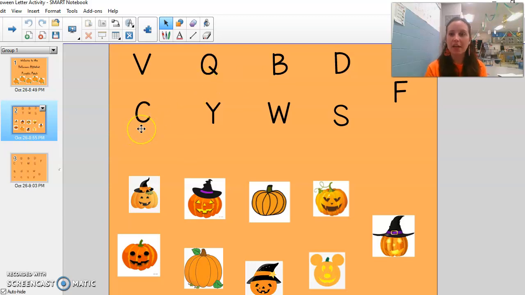This is the letter C. C says K, K, K. This is the letter Y. Y says Y, Y, Y. This is W. W says W, W, W. And this is the letter S. S says S. Here's letter F. F says F. These are the letter sounds that a lot of you guys have been struggling with or missing.